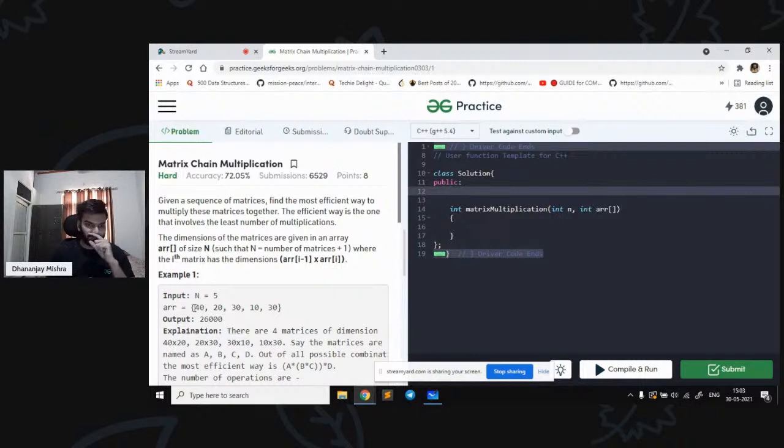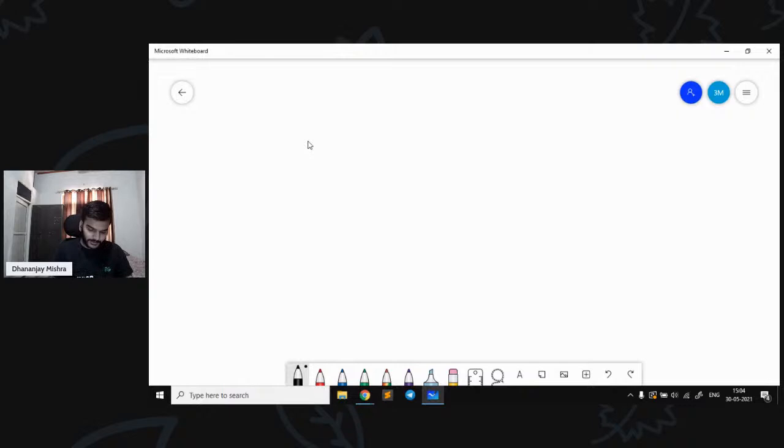Once we are given these matrices in the form of an array, we have to find the most efficient way to multiply them together. Suppose we have these four matrices A, B, C, D having some dimensions. There are a lot of ways to multiply these matrices.